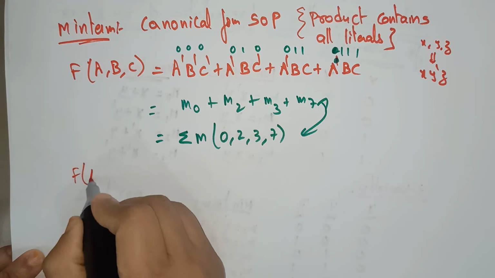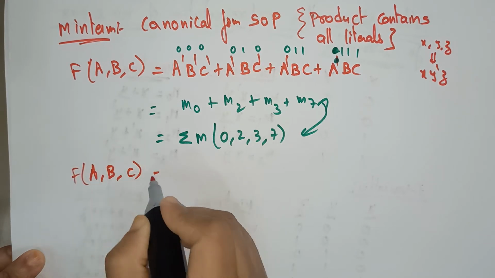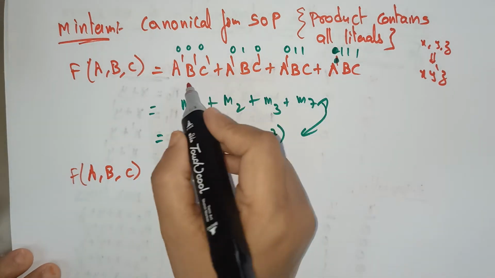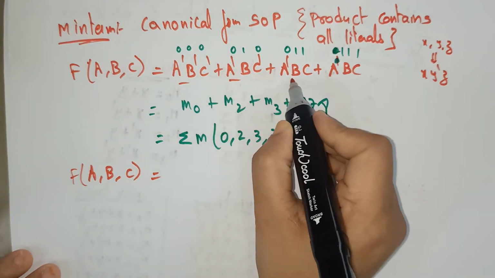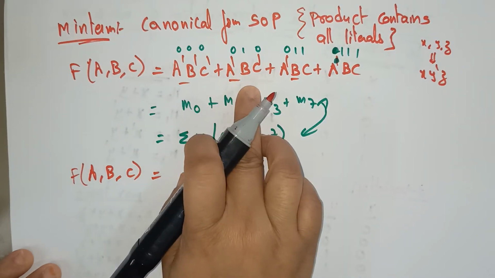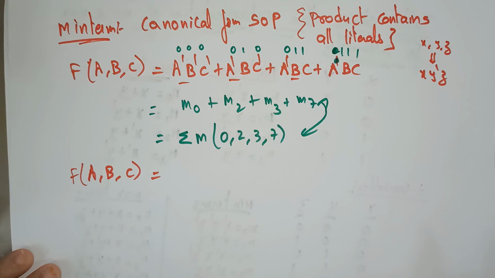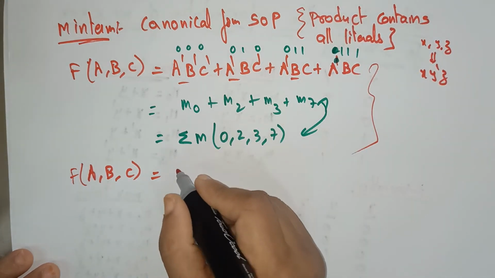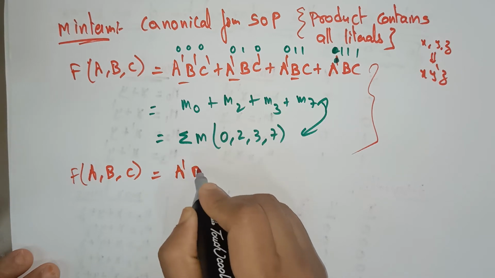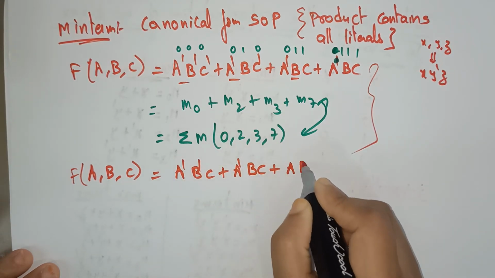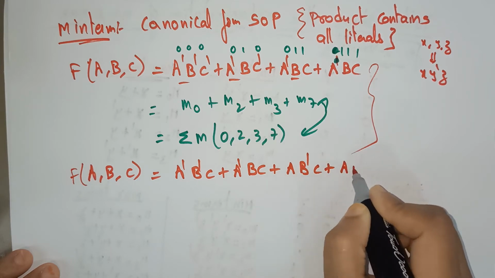F of a, b, c. So this is a min term, which is a canonical standard sum of products. Each product term contains all literals. So here, are all literals present or not? All A, B, C, A, B, C, A, B, C, all literals are present. That means it is in canonical form. So let me take one expression: a dash, b dash, c plus a dash, b, c plus a, b dash, c plus a, b, c.